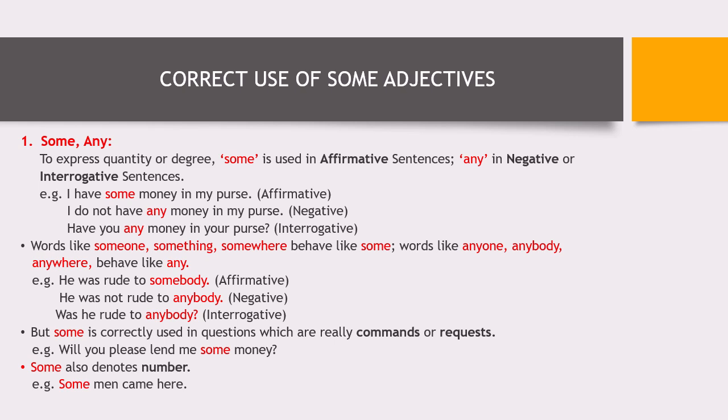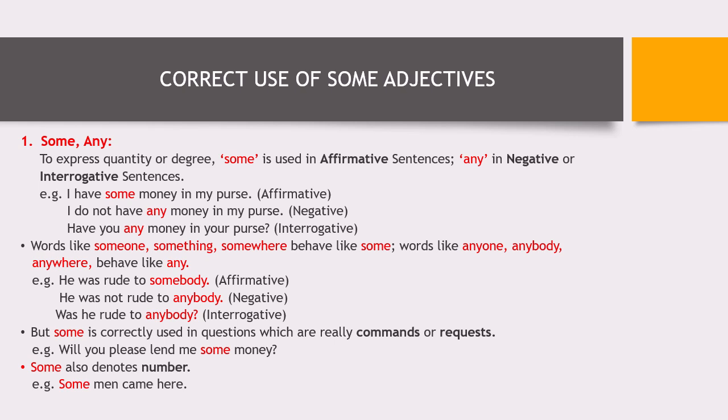Interrogative. Words like someone, something, somewhere behave like some. Words like anyone, anybody, anywhere behave like any. For example, he was rude to somebody. Affirmative. He was not rude to anybody. Negative. Was he rude to anybody?